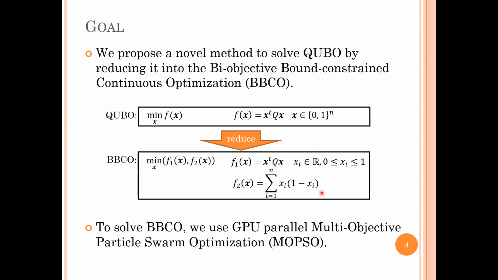And we set the f2 function like this. If x sub i is 0 or 1, this equation is 0. And if x sub i is in the range 0 to 1, this equation is always positive. We can reduce QUBO to BBCO by reducing it to the problem of finding the x vector that minimizes these two objective functions, f1 function and f2 function. And to solve BBCO, we use GPU Parallel Multi-Objective Particle Swarm Optimization, MOPSO for short.